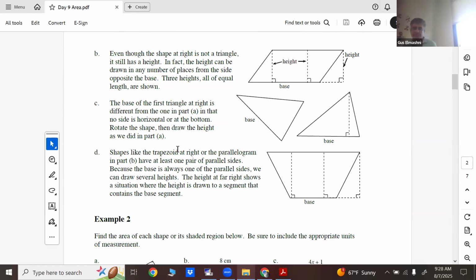Kelsey, can you read part B? The shape at right is not a triangle. It still has a height. In fact, the height can be drawn in any number of places from the side opposite the base. Three heights, all of equal length, are shown.